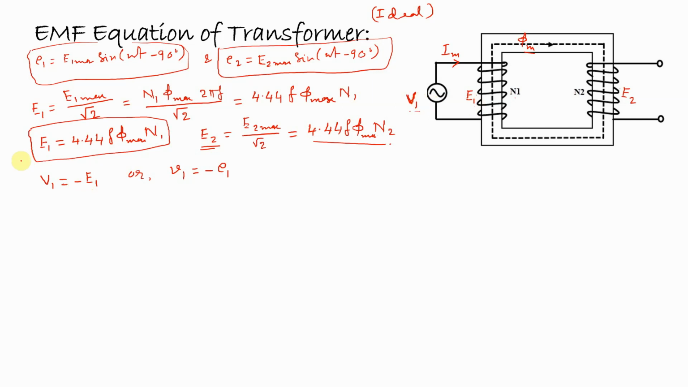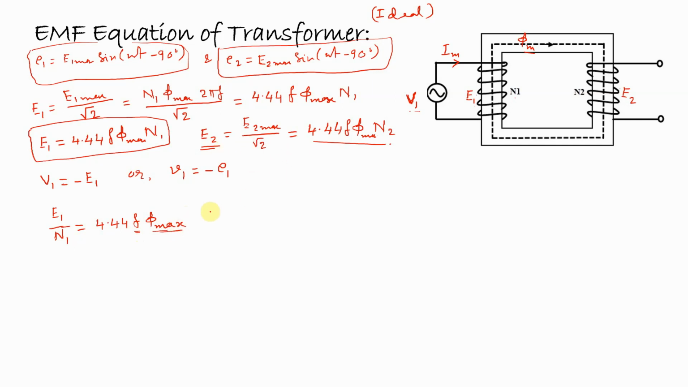Now, from this relation of the RMS value of the induced EMF, we can write E1 by N1 equals 4.44 f into phi max, where E1 is the induced EMF of the primary winding and N1 is the number of turns of the primary side. So E1 by N1 is considered as the induced EMF per turn. It is a constant value because the frequency of the supply is constant and the maximum value of the flux is also constant.